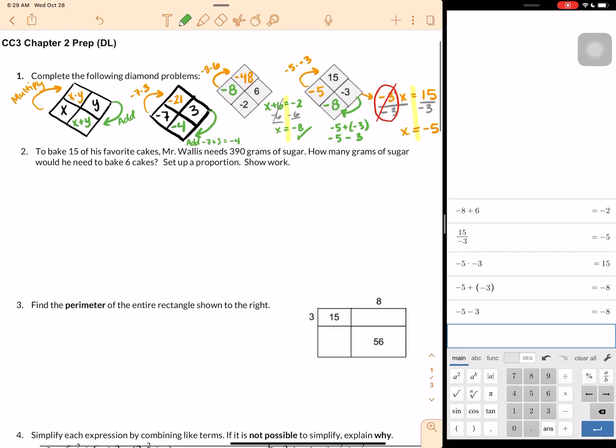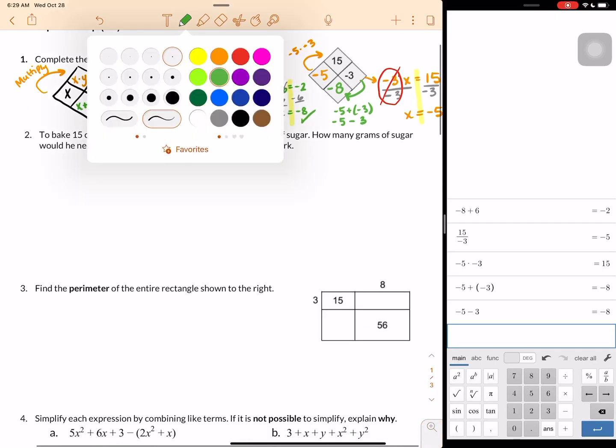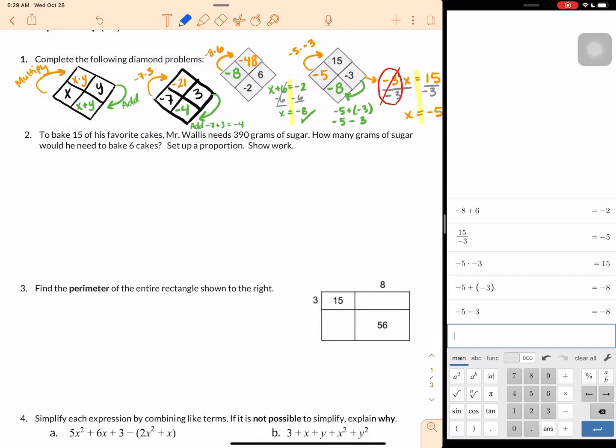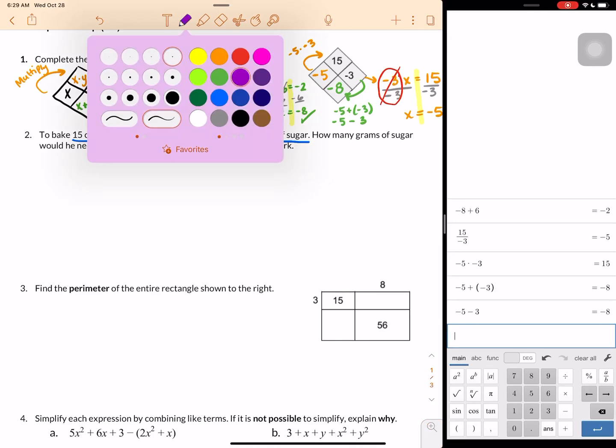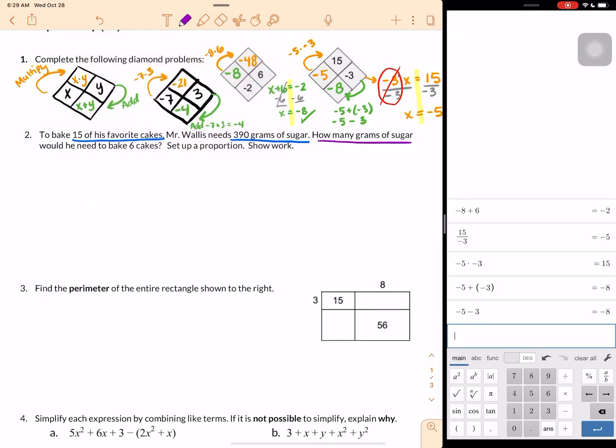Alrighty, so number 2. To bake 15 of his favorite cakes, Mr. Willis needs 390 grams of sugar. How many grams of sugar would he need to bake 6 cakes?